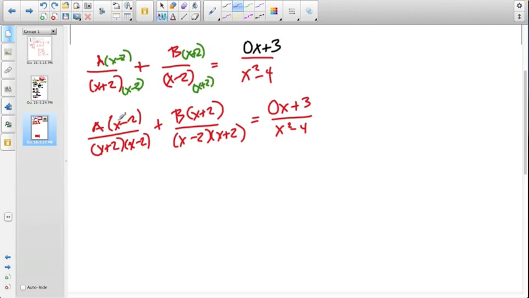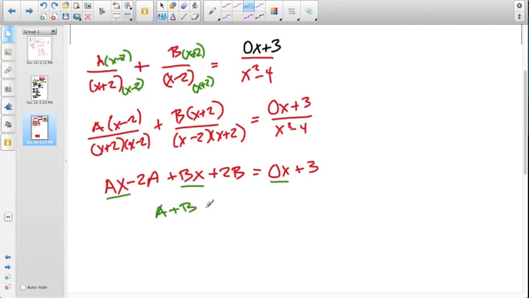And so this whole numerator then, when added together, I'm going to add and distribute at the same time. So we have ax minus 2a plus bx plus 2b. And that's got to be equal to the other numerator, 0x plus 3. So again, looking at this, we've got ax plus bx equals 0x, or we can just write that as a plus b equals 0. So in other words, a equals opposite of b. And then we have minus 2a plus 2b equals 3.